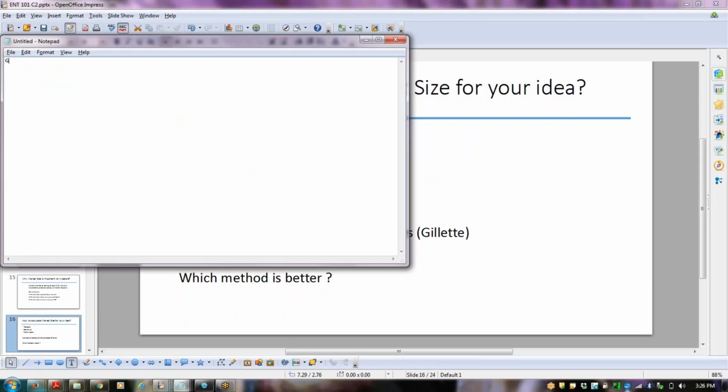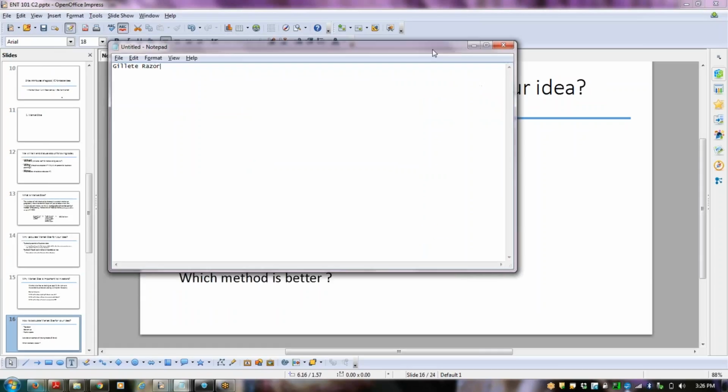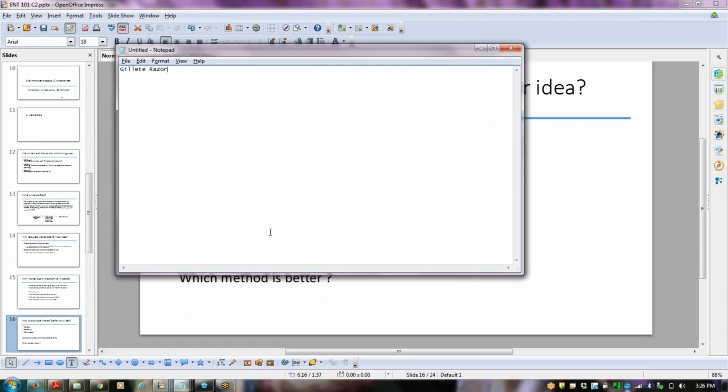So if you take a Gillette razor, can you guys see it? Yeah. We'll take a Gillette razor. Now we want to analyze the market size of razors in India. So what are the assumptions?